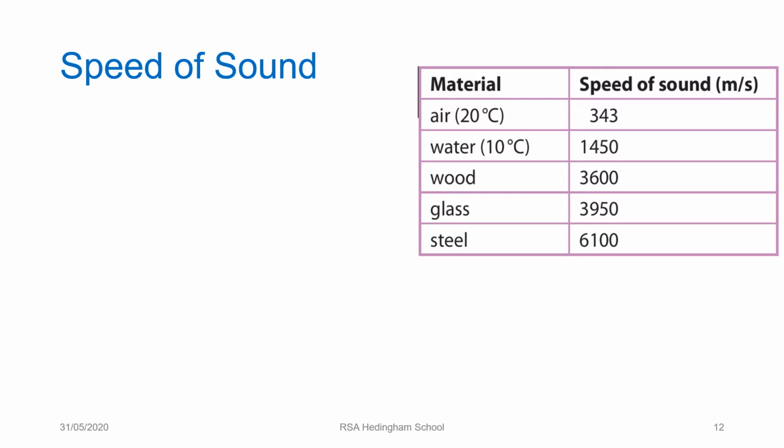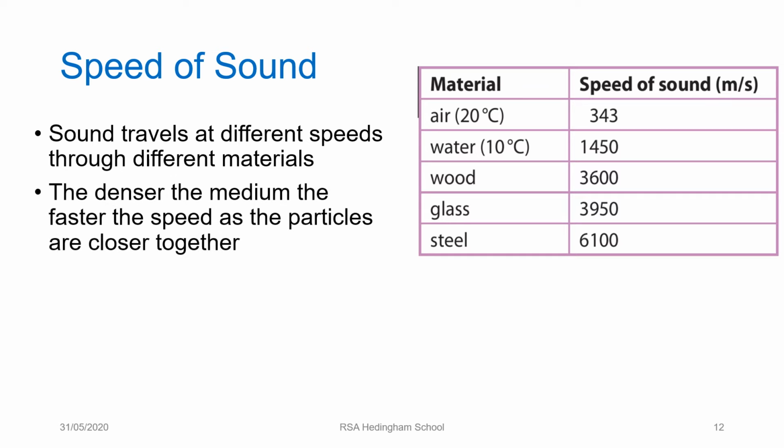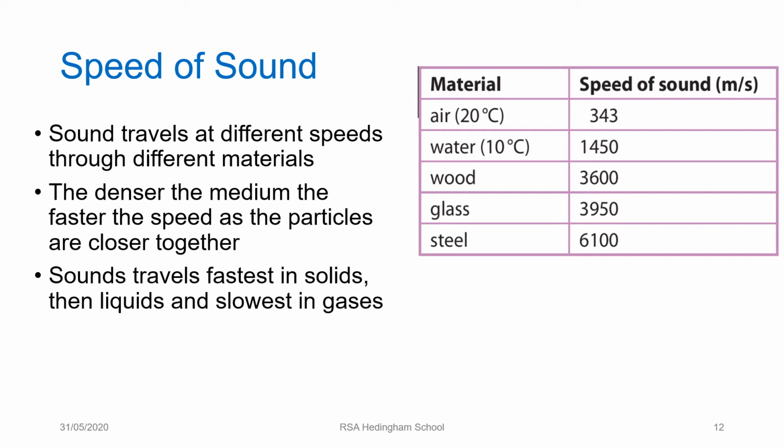Sound travels at different speeds through different materials. And if you look at the table, you might think that sound would be quickest through air, but in fact it's not. It's slower through air because the particles are further apart. So the particles are closest together in solids, and therefore sound can move more quickly through denser materials. So sounds travel fastest through solids, then liquids, and they're slowest in gases.